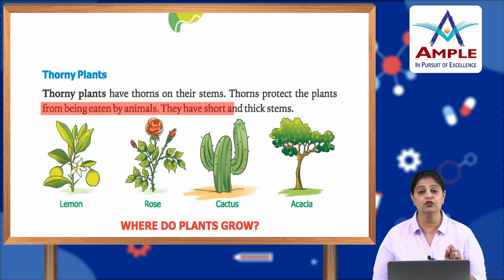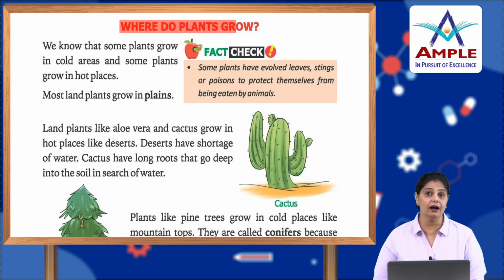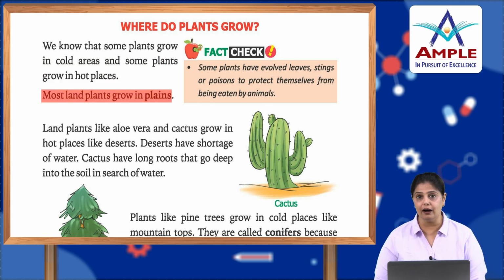Okay, and they have short and thick stems. For example, lemon, rose, cactus, acacia, okay. Now, let me tell you, where do these plants grow? We know that some plants grow in cold areas and some plants grow in hot places. So, most land plants grow in plains. Plains are the plain areas, okay. Now, there are plateaus, there are mountains. So, most of the plants grow in plains, okay.